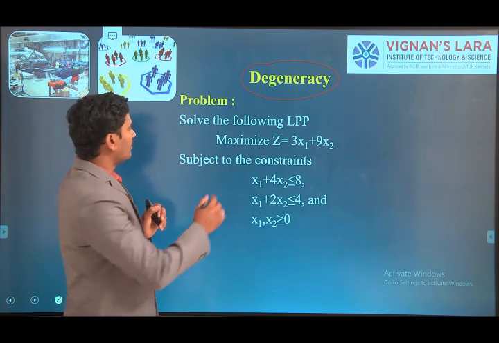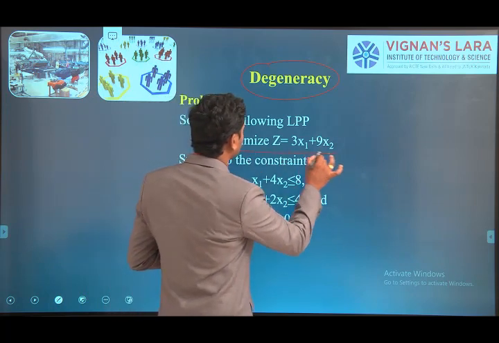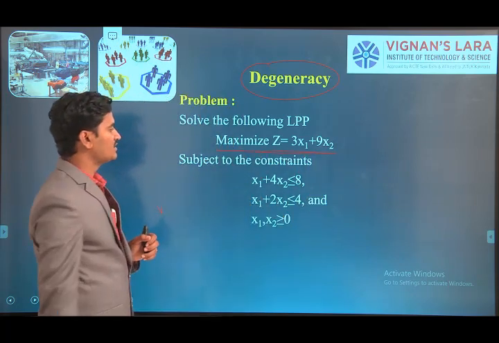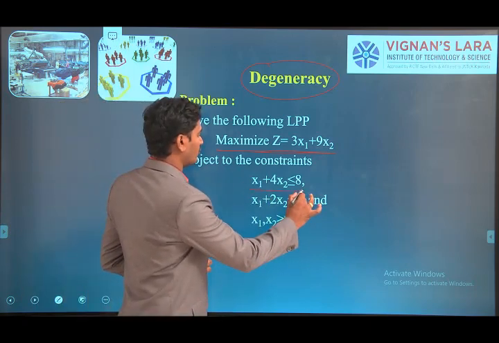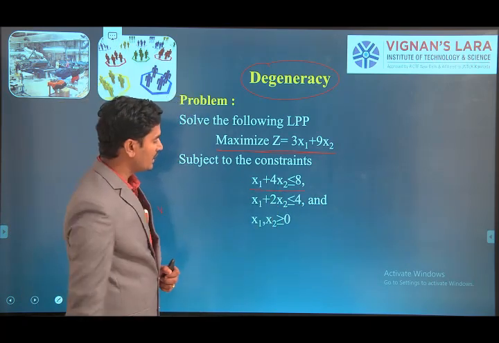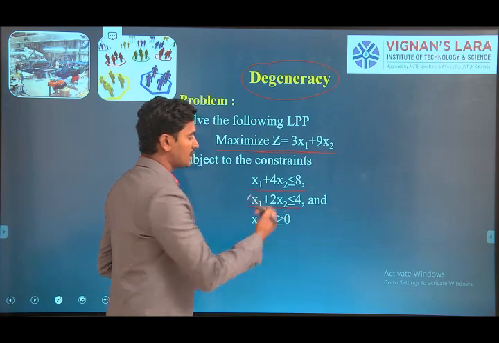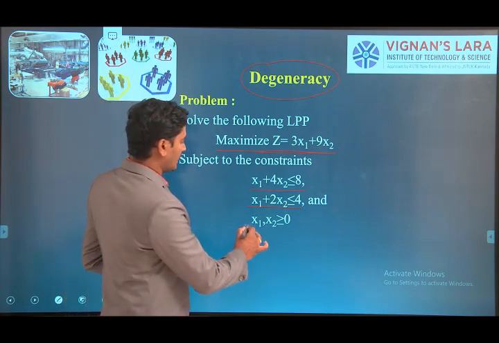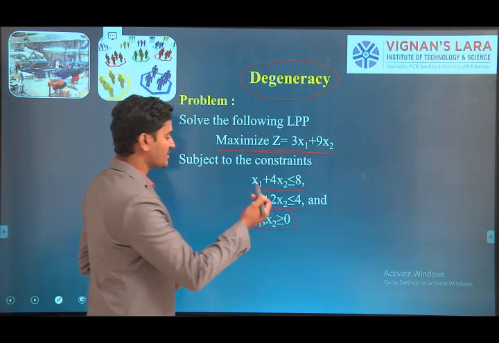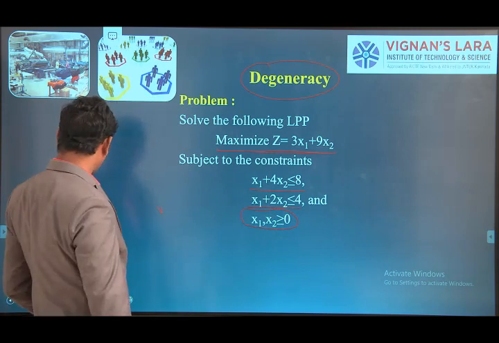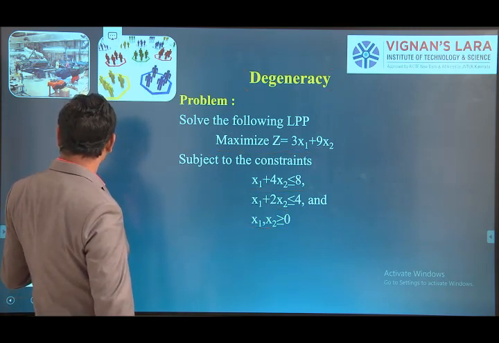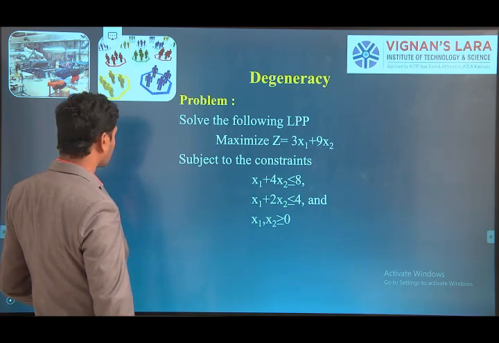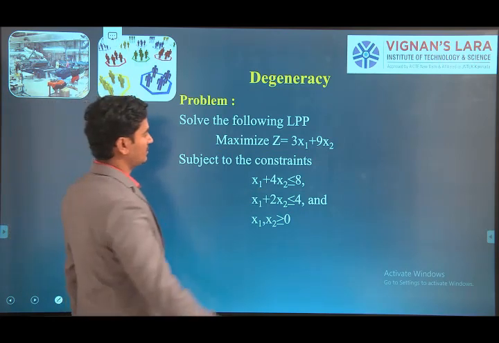Example: solve the following LPP. Maximize Z = 3x1 + 9x2, subject to the constraints x1 + 4x2 less than or equal to 8, x1 + 2x2 less than or equal to 4, and non-negative constraints x1, x2 greater than or equal to 0. What is our rule? How do we calculate this?